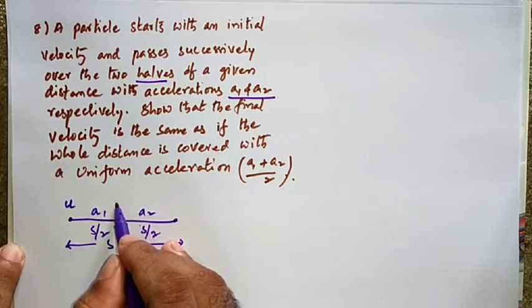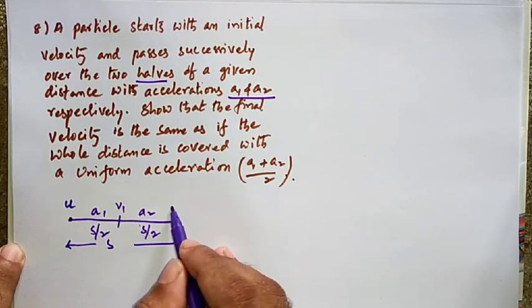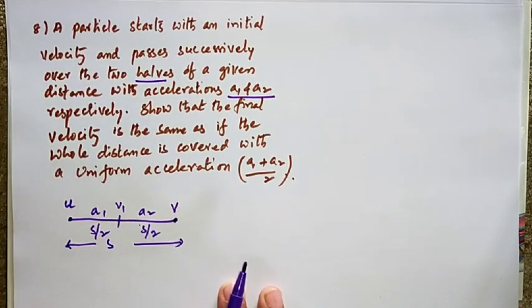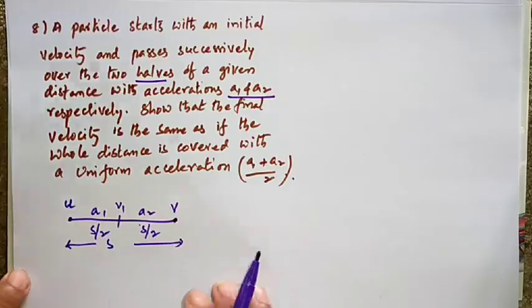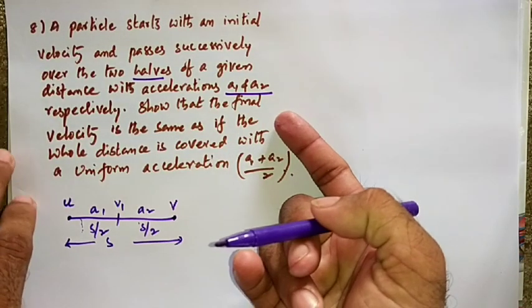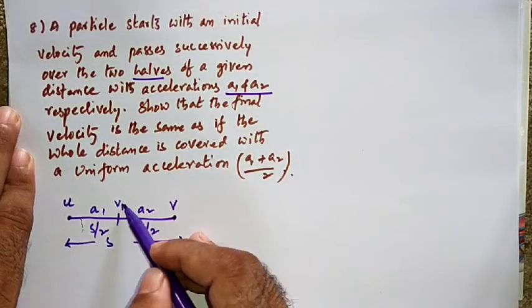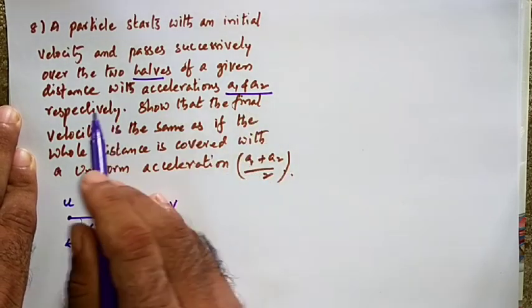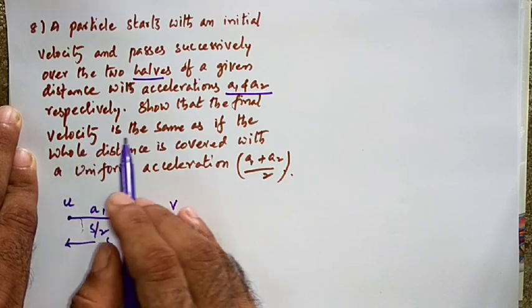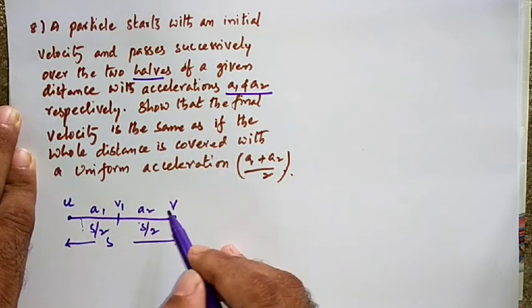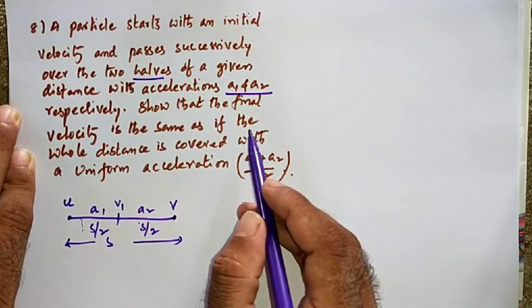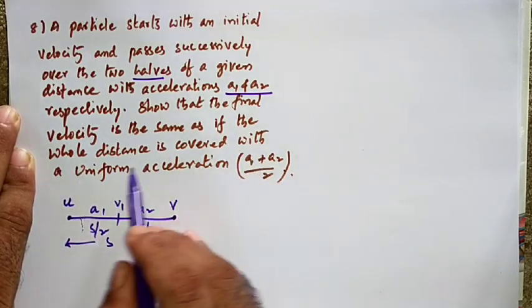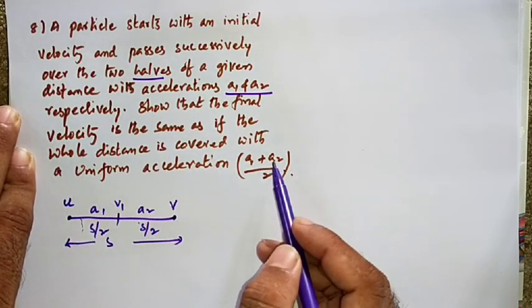Here what will be the velocity? Let us take v1, and here what is the velocity? Let us take v. Okay now, because it is accelerated motion, so its velocity changes. So u to v1, v1 to v. So show that the final velocity is the same as if the whole distance is covered with a uniform acceleration (a1 plus a2) by 2.